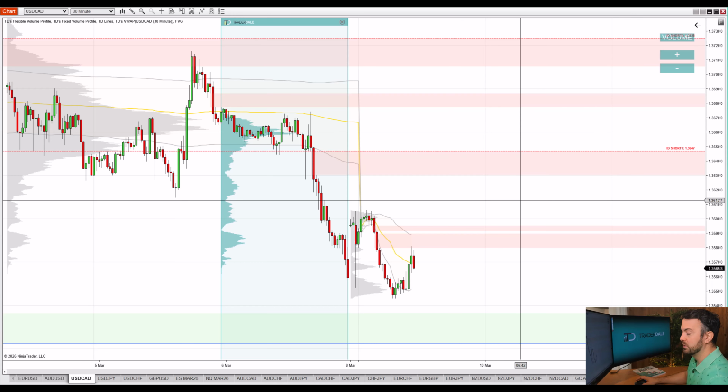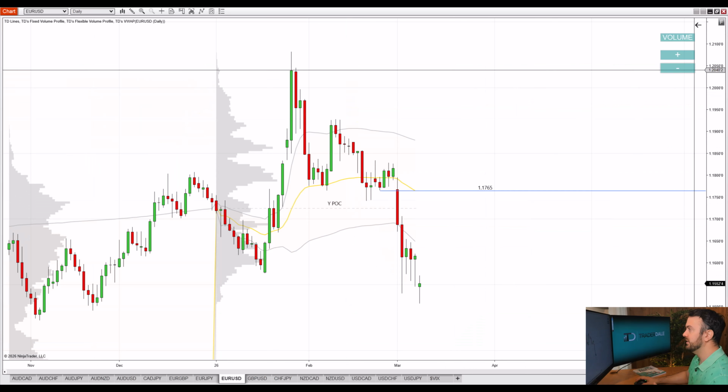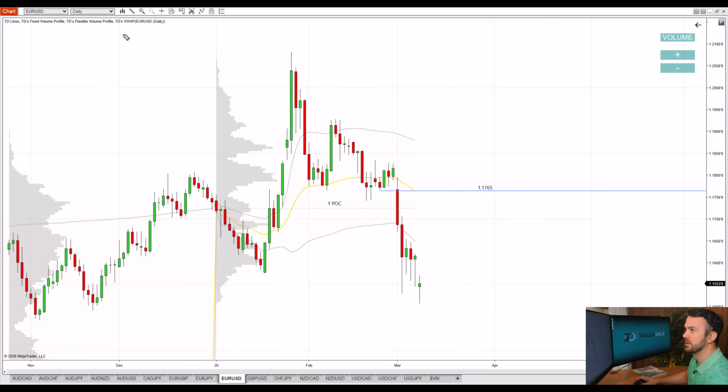Now let me switch over to my swing trading layout. This is it. My swing trading layout is always a daily time frame.